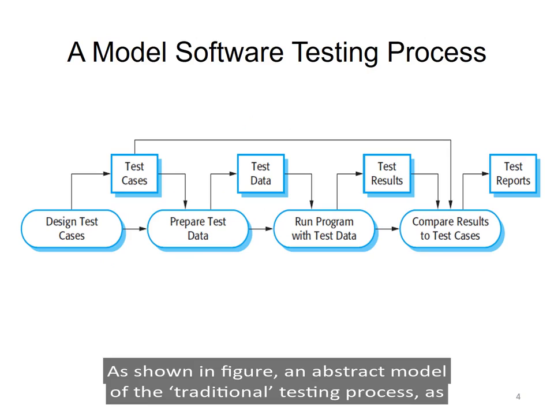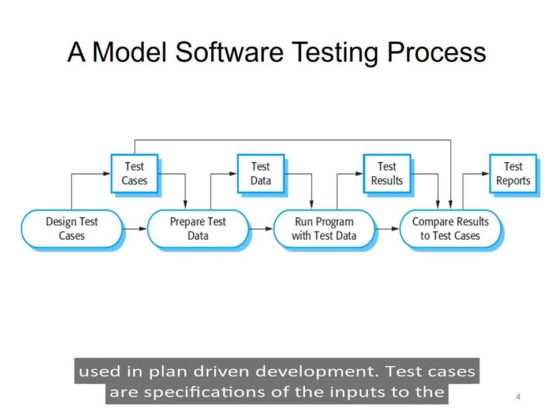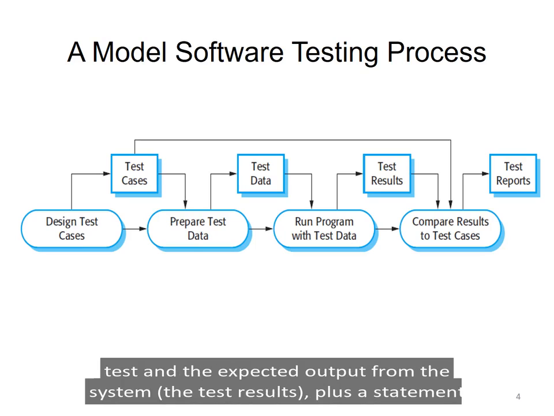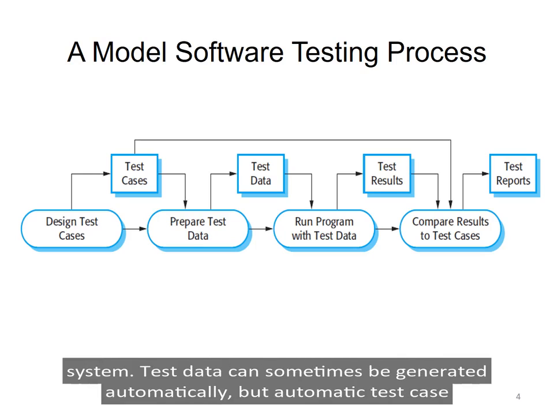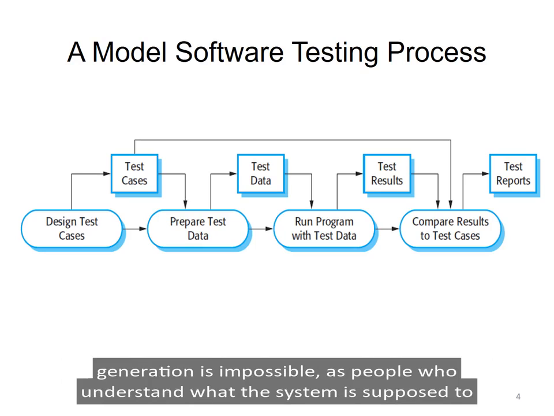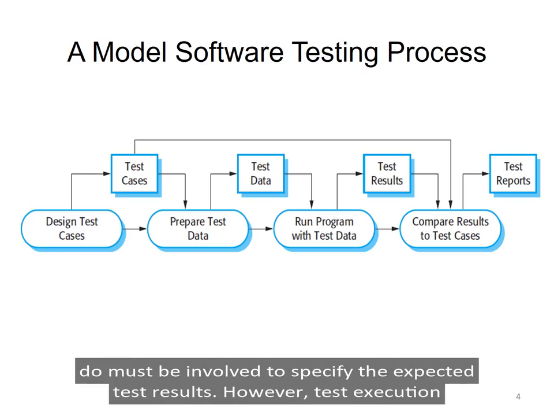As shown in the figure, this is an abstract model of the traditional testing process as used in plan-driven development. Test cases are specifications of the inputs to the test and the expected output from the system, the test results, plus a statement of what is being tested. Test data are inputs that have been devised to test a system. Test data can sometimes be generated automatically, but automatic test case generation is impossible, as people who understand what the system is supposed to do must be involved to specify the expected test results.